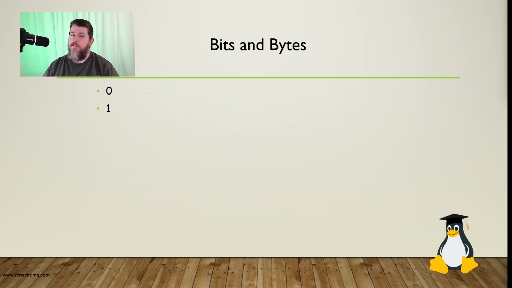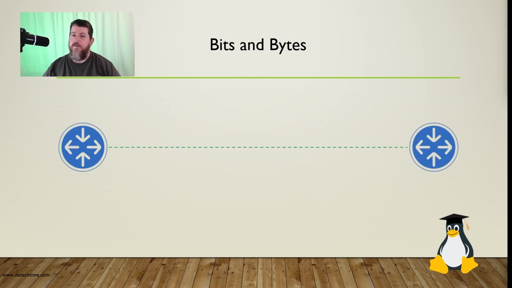Ethernet speeds are measured by bits per second. Bits are displayed by either a 0 or a 1. For example, viewing this YouTube video is nothing but a series of zeros and ones. So if a 0 and a 1 is a bit, what makes up a byte? Well, 8 bits equals 1 byte. So speed is measured by bits per second.